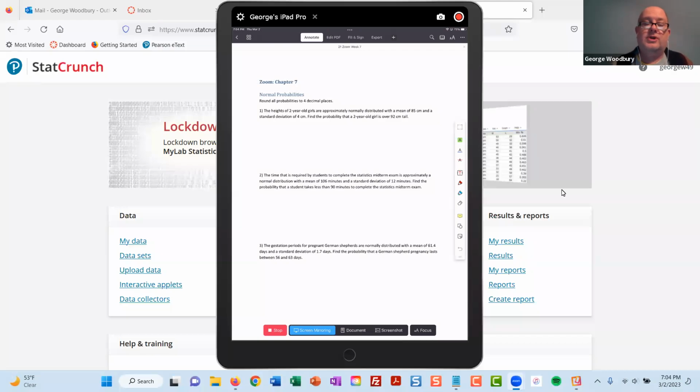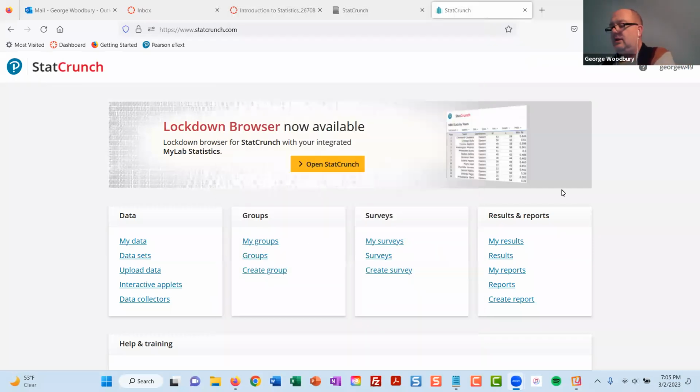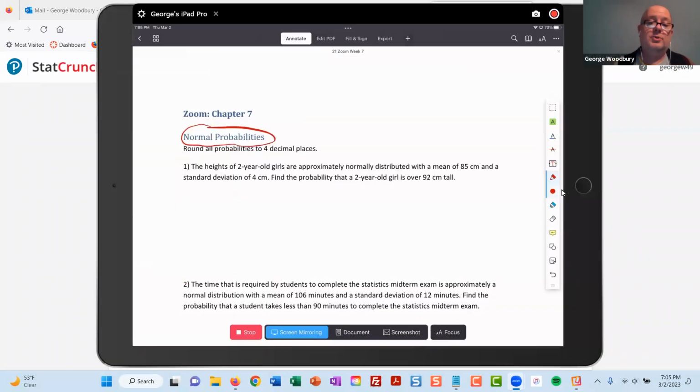Tonight we're going to talk about chapter 7, and there's really three main types of problems in chapter 7. The first, normal probabilities. What's different about normal probabilities is that this is a continuous distribution, so the value of X can take on all kinds of decimal values. These are things that are measured instead of counted. But what really lets us know is the wording of the problem.